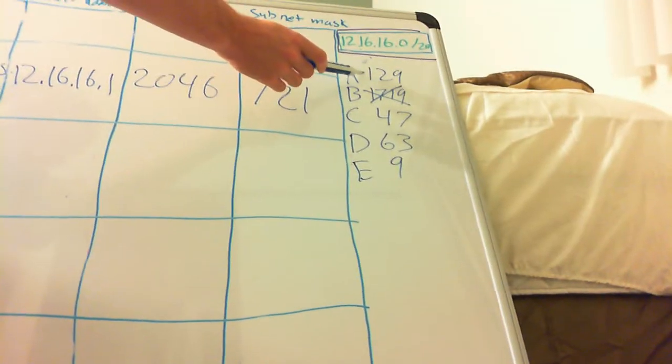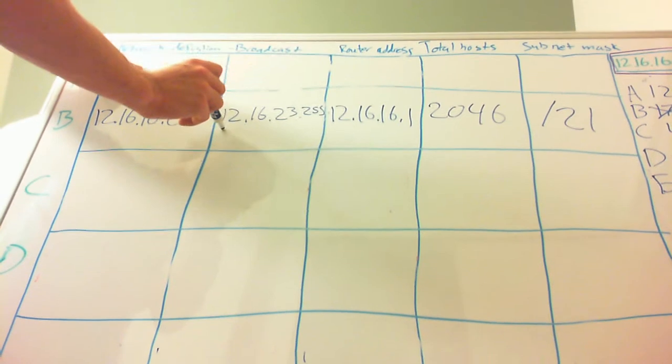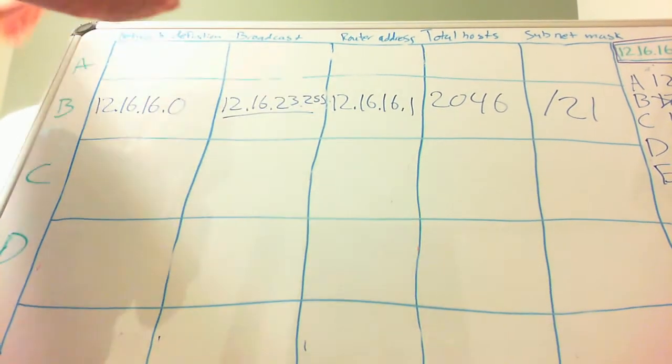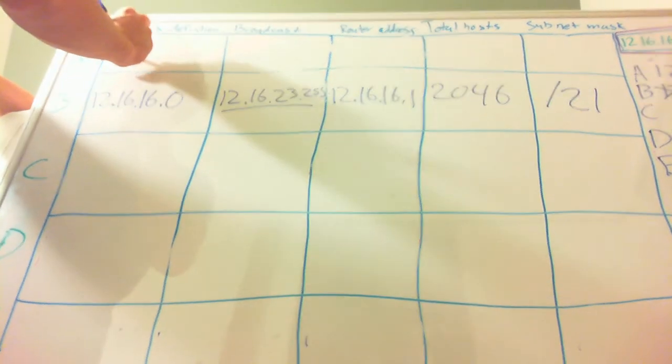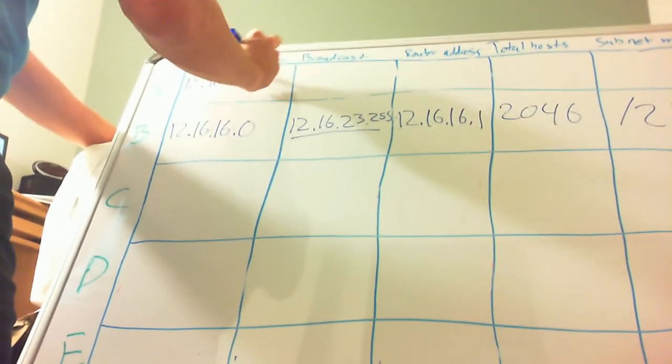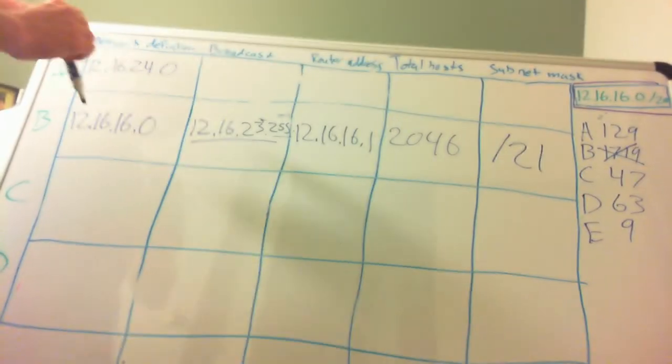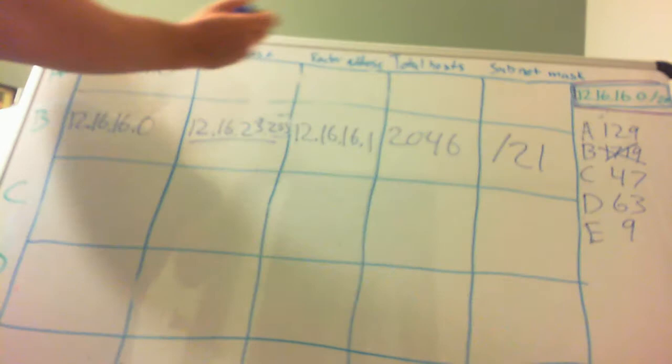Then you go to your next highest number, which is 129, and A. So to get the network definition of the next one, you do one more than this number up here, which is 12.16.24.0. Or when you add 1 to this, you get 256, which bumps it up to 24 and makes this a 0. So router address, always one more than this.